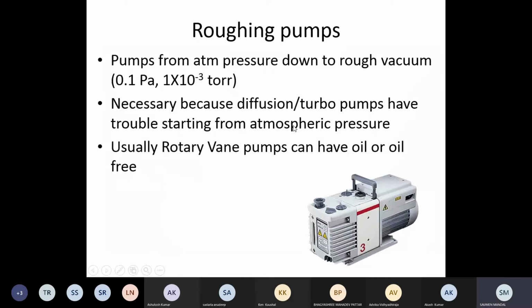So now this is the photo of this roughing pump. The roughing pump takes us from atmosphere down to a rough vacuum of 1 into 10 to the minus 3 torr. This is necessary because diffusion or turbo pumps have trouble starting from atmospheric pressure. So you can't start a diffusion or turbomolecular pump from atmosphere.